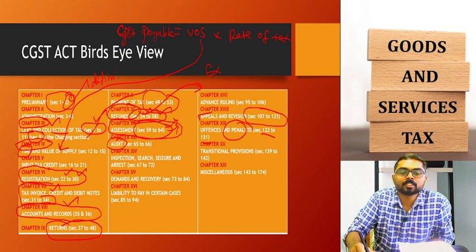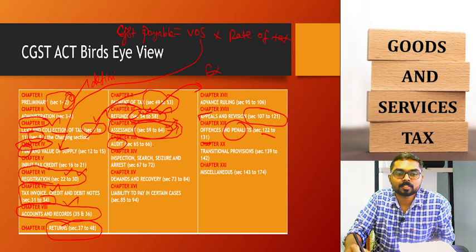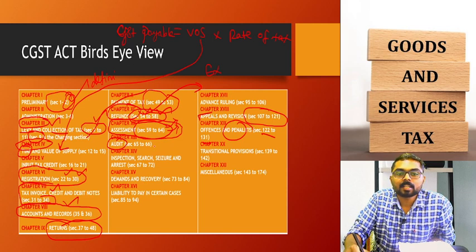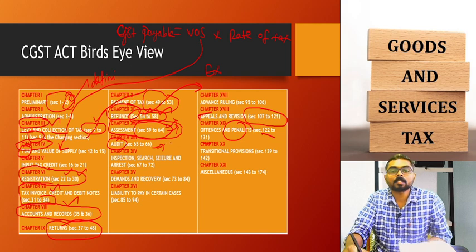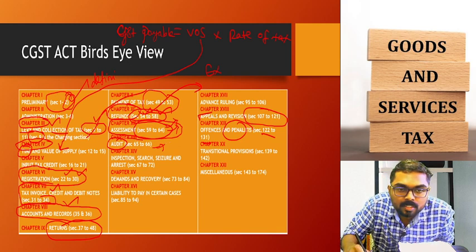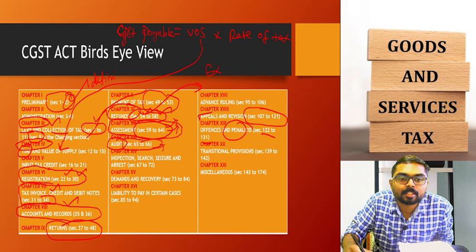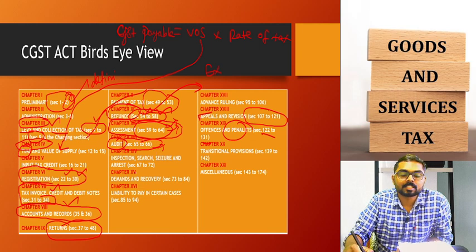Audit. If the proper officer, during the course of assessment, thinks that the registered person needs to be audited, then he can initiate a departmental audit or special audit. Those provisions are all covered in section 65 to section 66 of the CGST Act.